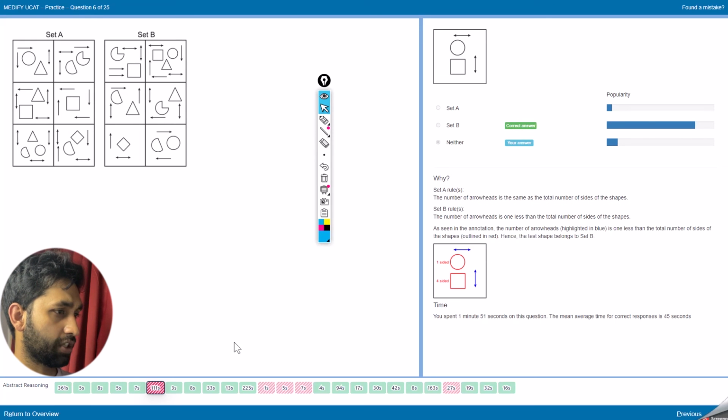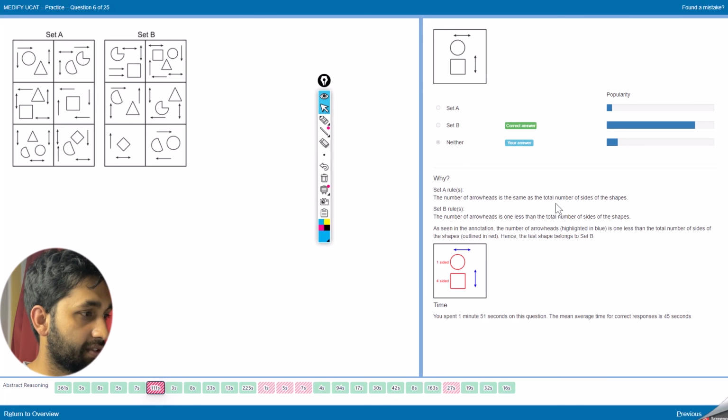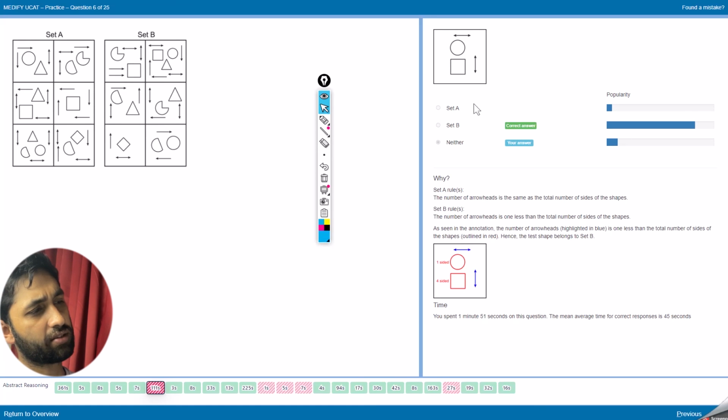And then it was this question which I got wrong. I spent the longest on, but I got wrong. The number of arrowheads is the same as the total number of sides. Yeah, why did I put neither? 1, 2, 4, 4. Oh wait, sorry. 2, 2, 4, 4. Set B. Okay, yep. So it belonged to set B as the number of arrowheads is 1 less than the total number of sides. Yeah, that's strange. I didn't pick up on that immediately.